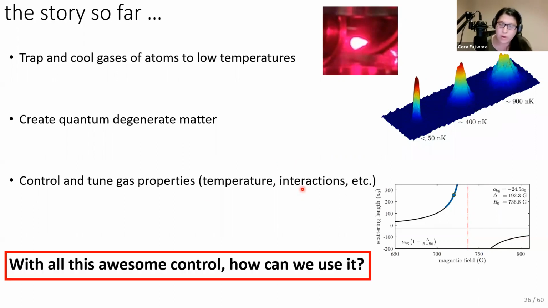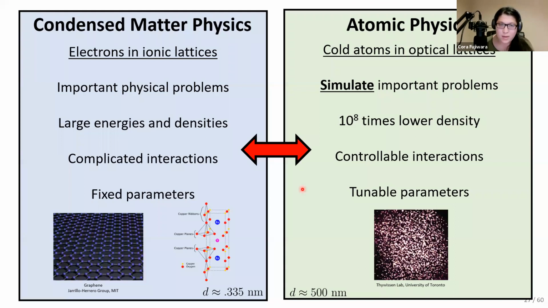So with all this awesome control, how can we use it? And so the answer is with this concept of quantum simulation. And I think this is best explained through the analogy that I'm showing you on this slide, which is an analogy between the field of condensed matter physics and atomic physics.